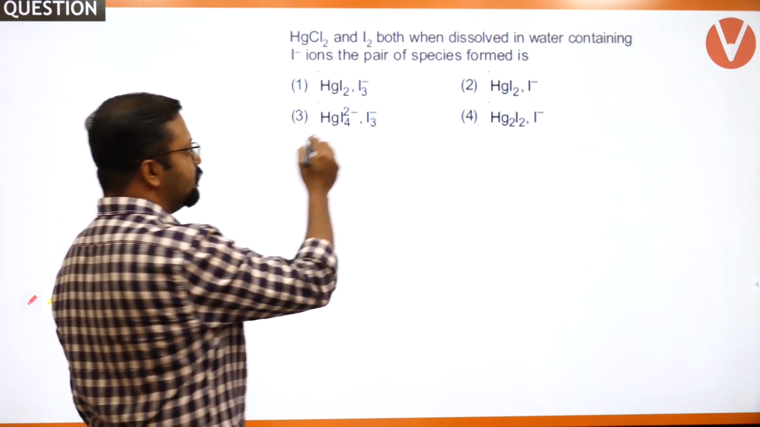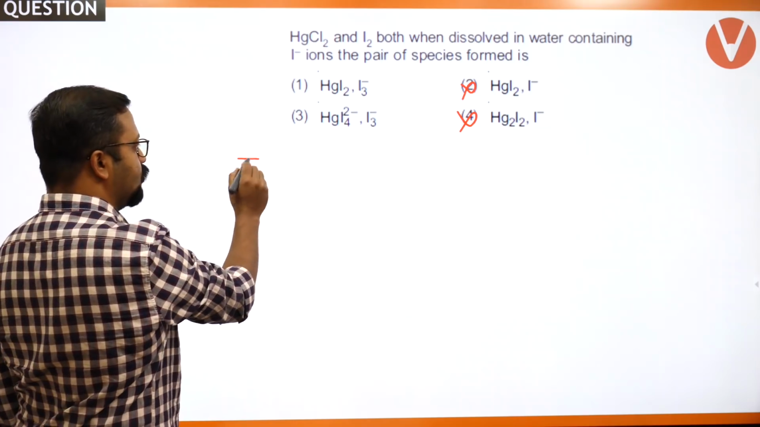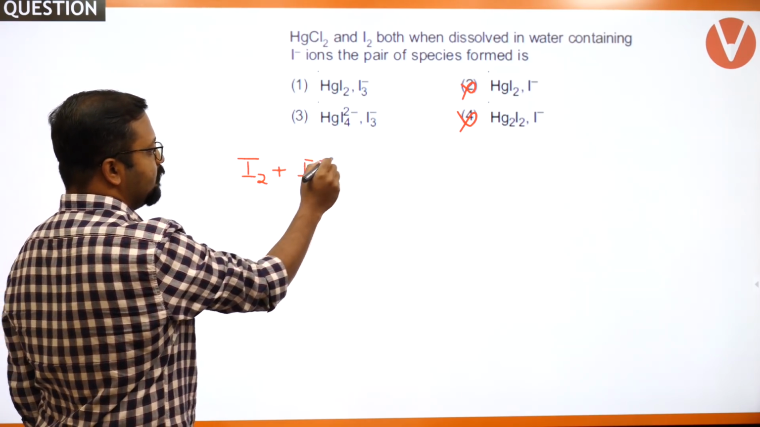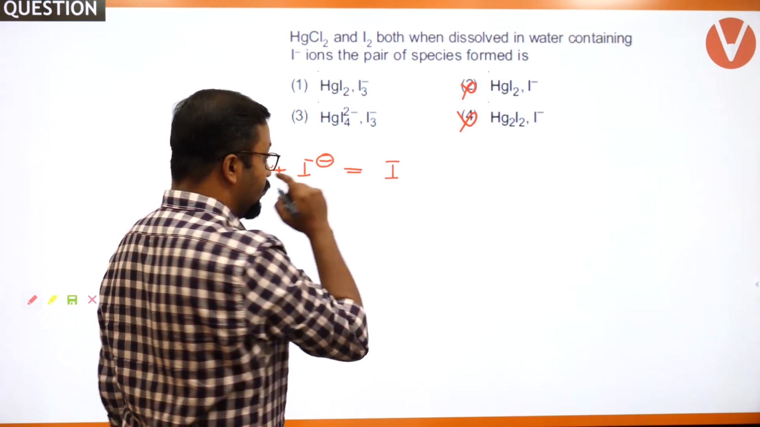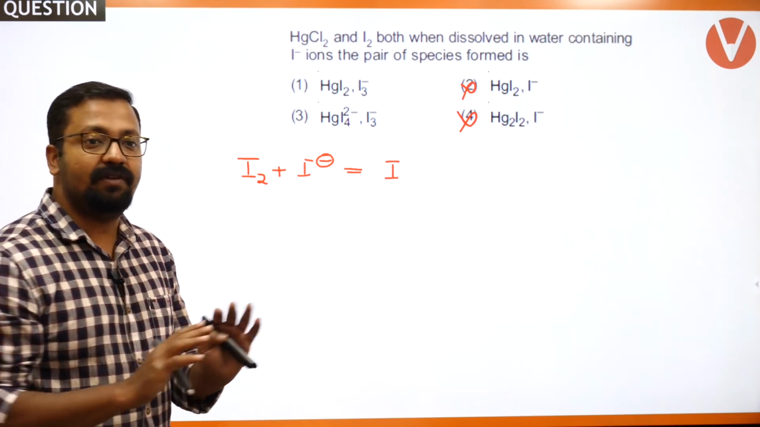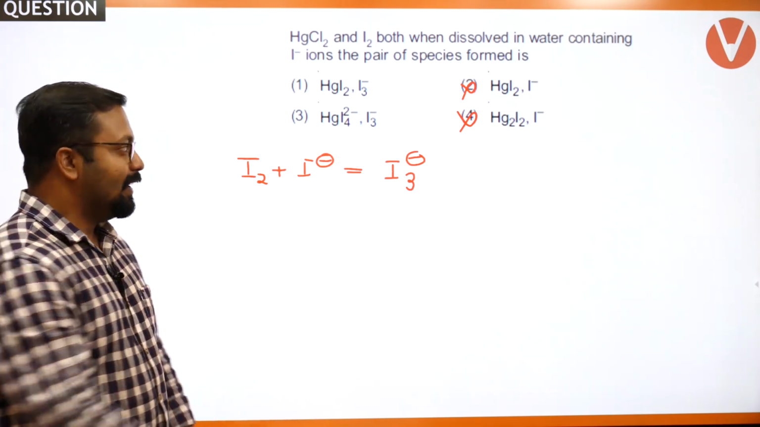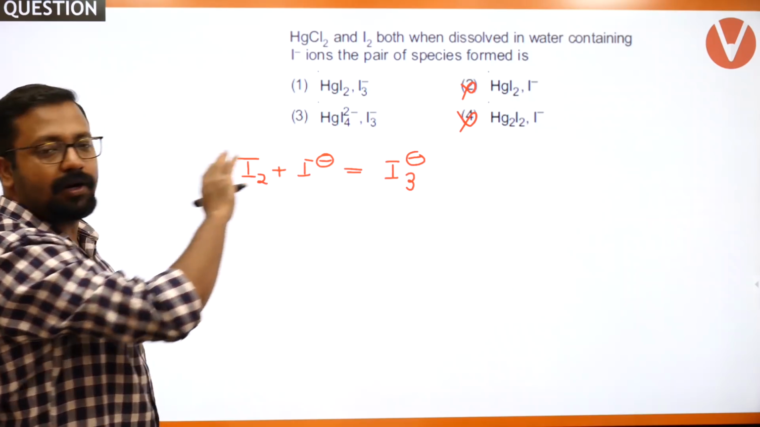I2 and I- form I3-, which is one species that would be formed. Now the confusion would be between the options, so these two are obviously not an answer. I3- has to be formed. For the reaction I2 plus I-, the equilibrium constant is about 700 or so. So this is I3-, this should be formed. Options 2 and 4 are obviously not an answer.